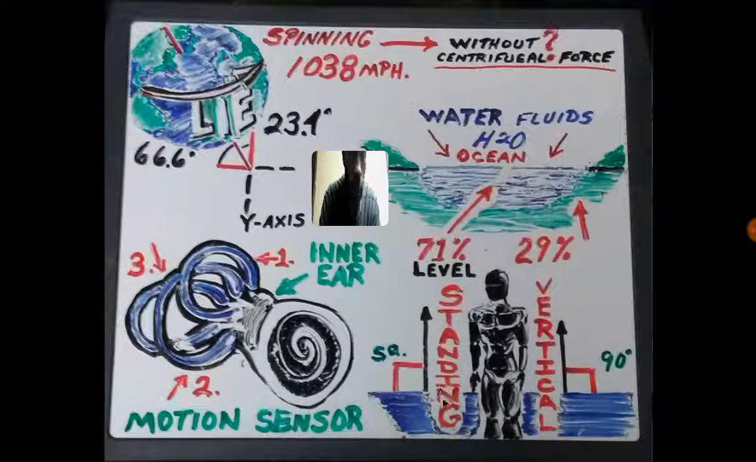Square. Like I said, balancing. When you wake up in the morning and you stand up, upright, you're standing on your vertical axis. And how is that, if you're spinning on a ball that's tilted 23.4 degrees off of the y-axis?